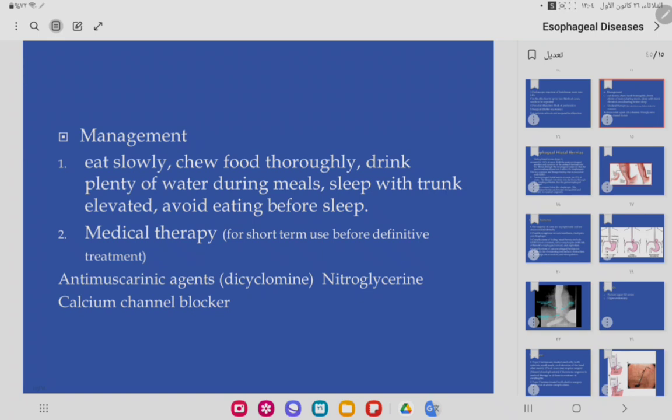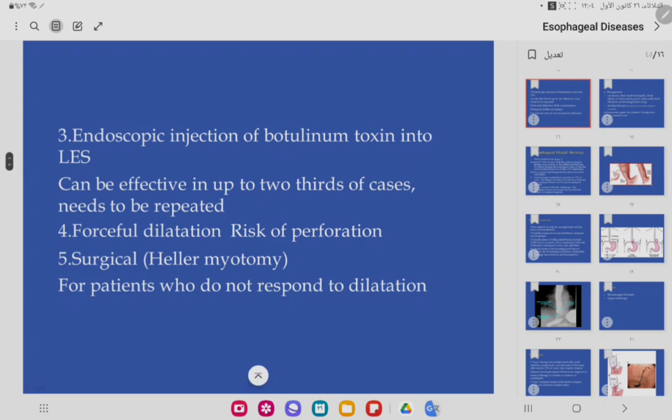Medical therapy: antimuscarinic effect might be given. Nitroglycerin, and all of these that cause smooth muscle relaxation, might help. Calcium antagonists, antimuscarinics and GTN. That's why, when patients present with esophageal spasm, you remember the sublingual pill helps. Next. Endoscopic injection of botulinum.